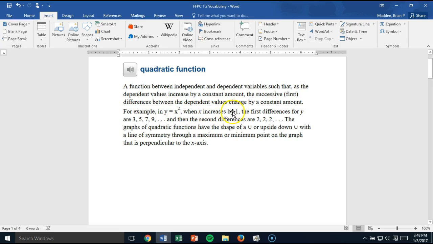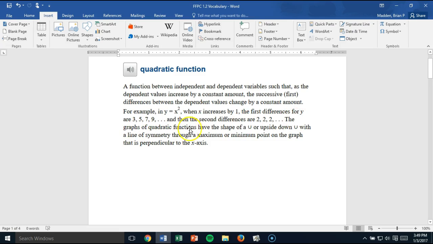Each time we increase x by 1, the first differences for y are 3, 5, 7, 9. Meaning if we put 1 in for x, 1 squared is 1. If we put 2 in for x, 2 squared is 4. The difference between 4 and 1 is 3. If we put in 3 squared, that's 9. 9 minus 4 is 5, and so on and so forth. Then the second differences are 2, 2, and 2, meaning there's a difference of 2 from 3 to 5, 5 to 7, 7 to 9, and so on.